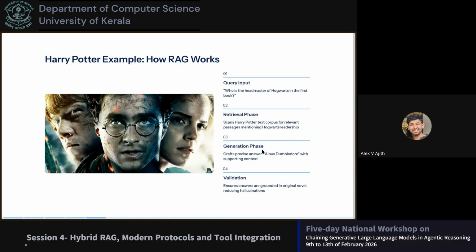I'm going to ask you a question: who is the headmaster of Hogwarts in the first book? In the retrieval phase, it scans the Harry Potter text corpus. The textual data is called a corpus in the AI domain. It searches the corpus for relevant passages mentioning Hogwarts leadership. In the next phase, it crafts a precise answer like Albus Dumbledore with supporting content. It's not hallucinating; it's taking reference passages and giving a particular answer, grounding its truth on the reference document.